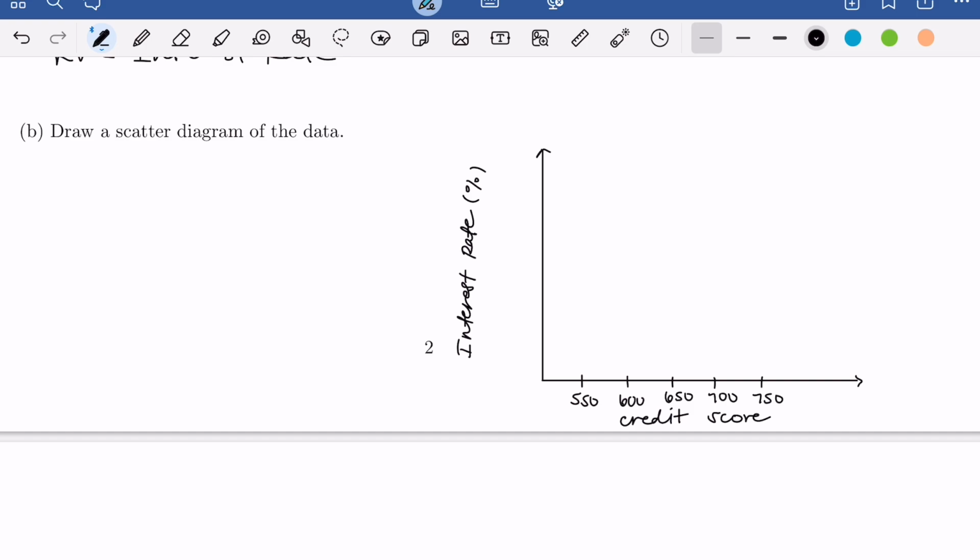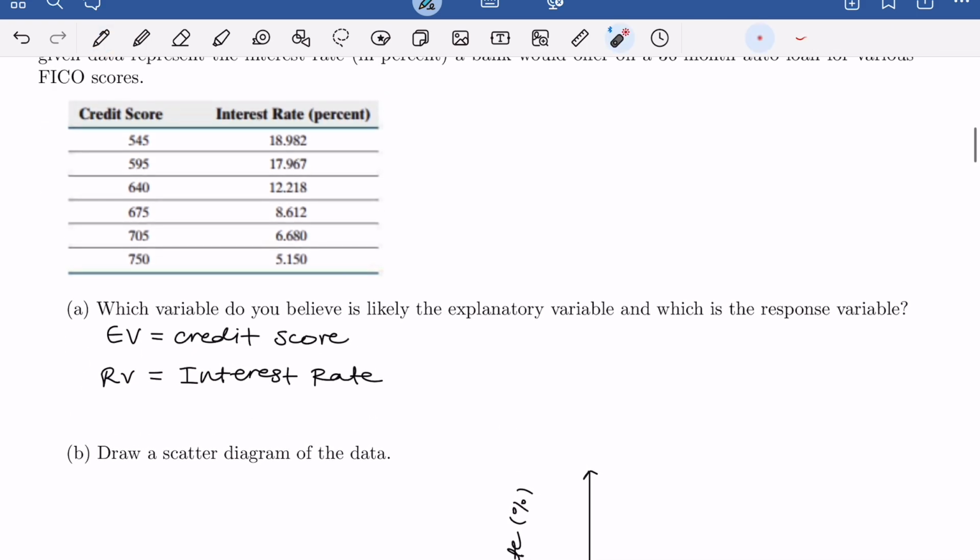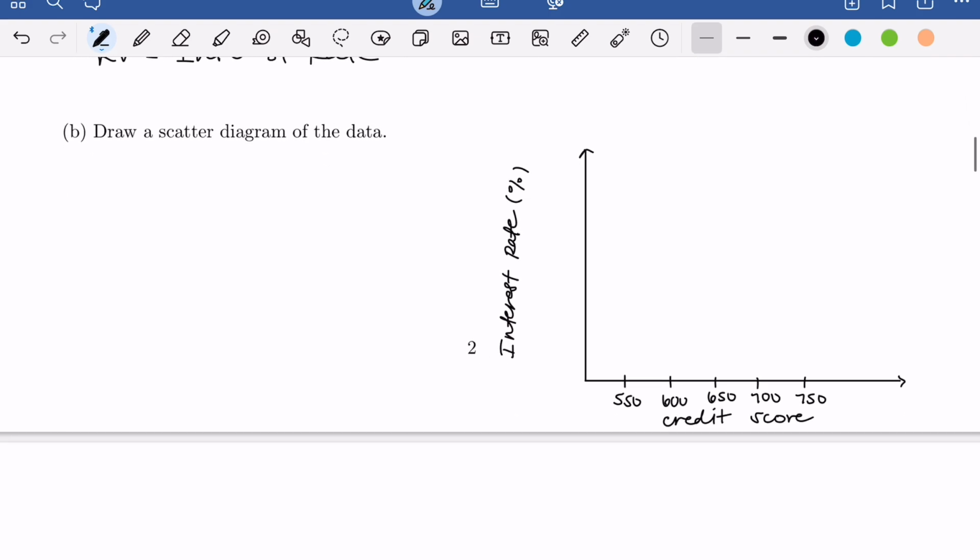And then on our vertical axis here, we have our interest rate. Our lowest one is 5%, and our highest is almost 19. So let's start at 5%, and let's increase in 2.5%. So we're going to go to 7.5, then we'll do 10, 12.5, and then so on. So we'll go right up to 20.